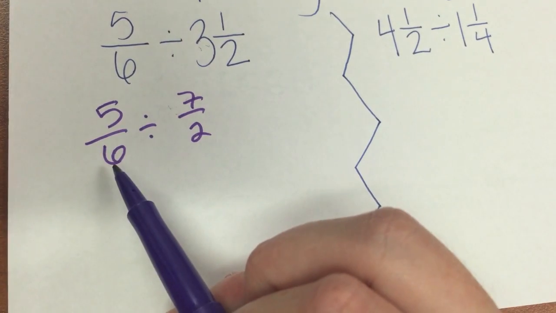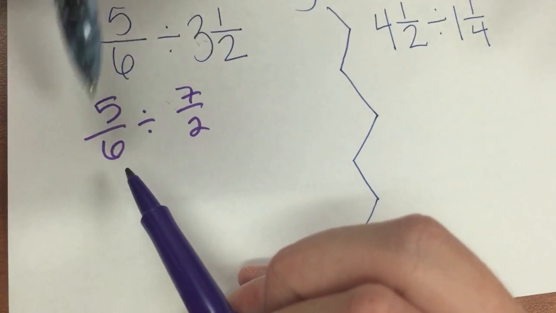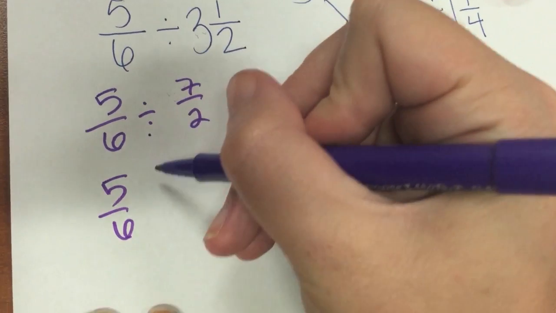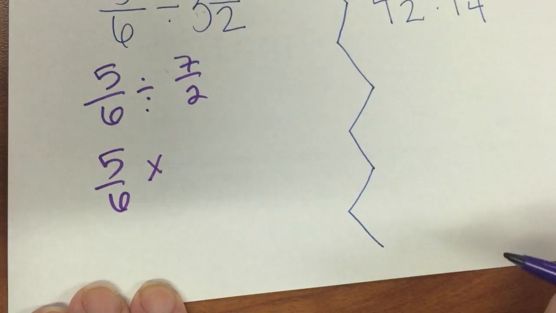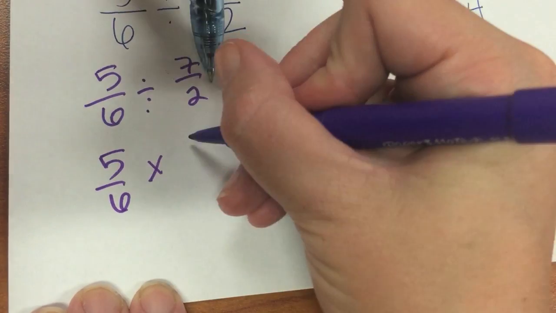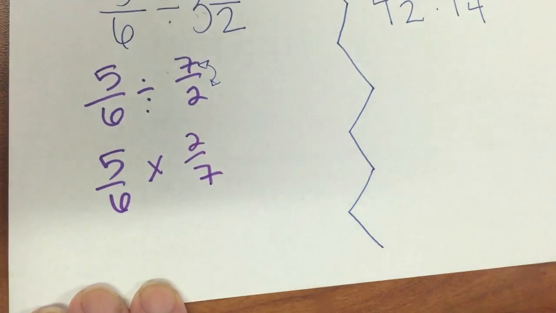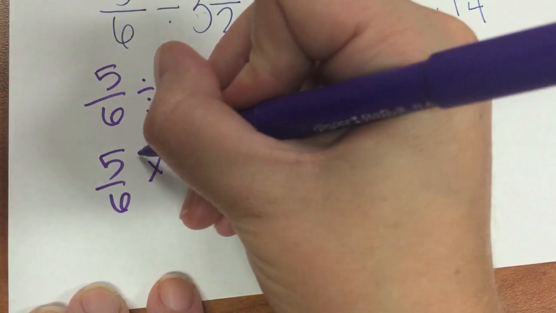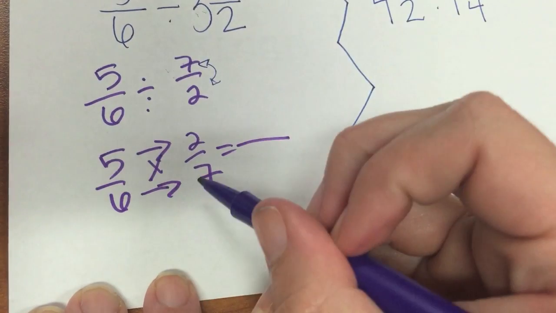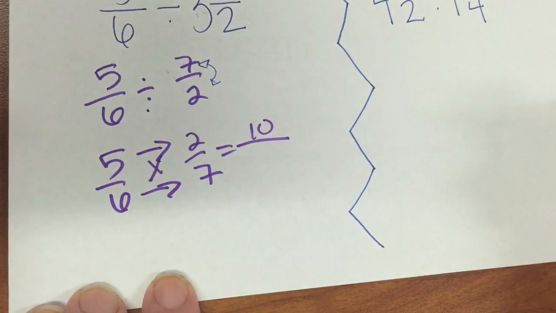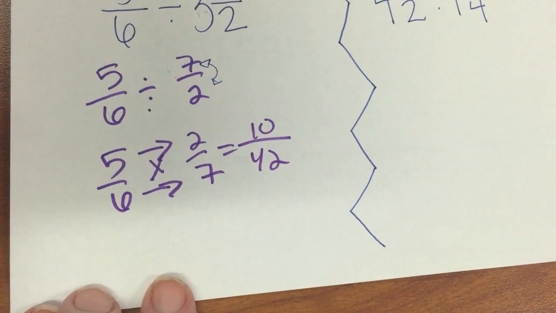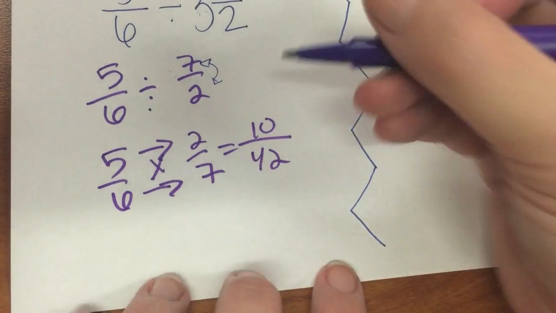So we've got 5/6. I'm going to leave the first fraction, so it's going to be 5 over 6. I'm going to change my sign from division to multiplication, and I'm going to multiply by the reciprocal. I'm going to flip-flop it, so it's going to be 2 over 7. Then I'm going to multiply straight across. 5 times 2 is 10. 6 times 7 is 42. Now we're going to simplify.